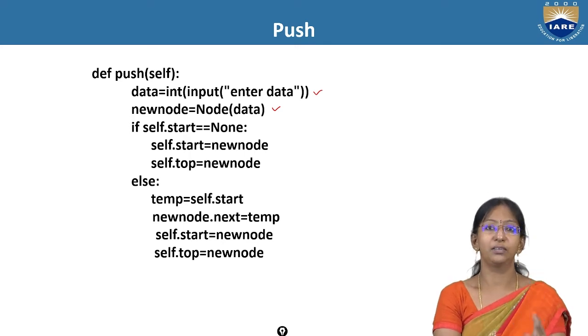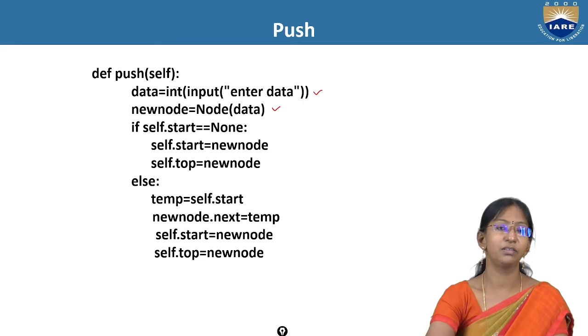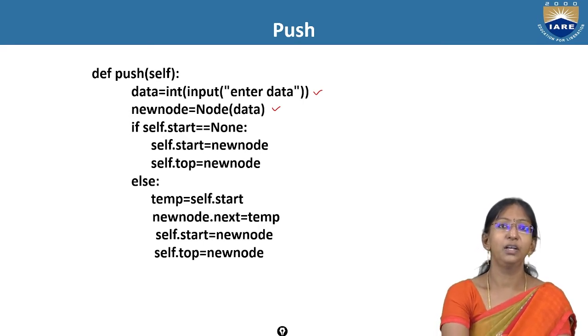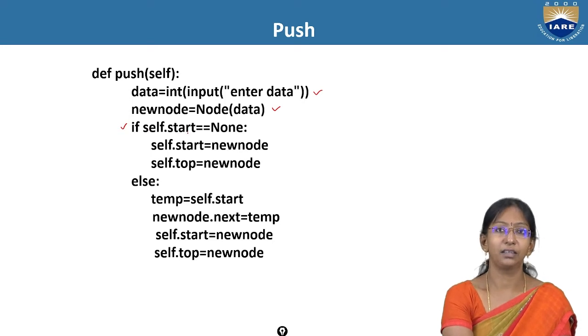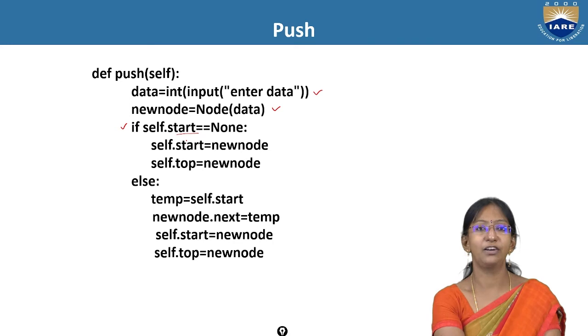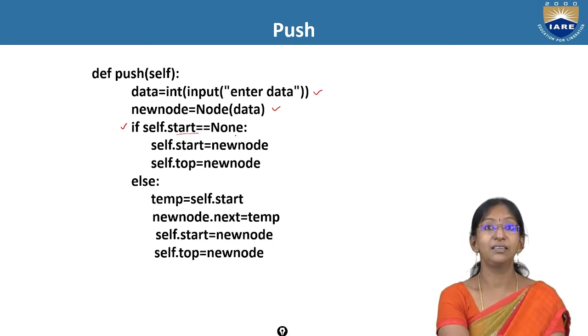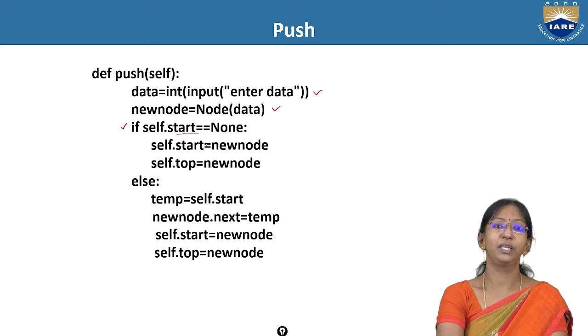So there will be two cases. A case where the stack is empty and you're trying to insert a node into it, right? So we have to know that the stack is empty. If start, that is a pointer which holds the address of the first node, is empty, is None, then we can say that the stack is empty.